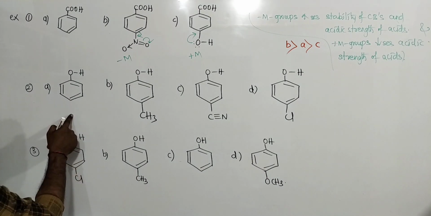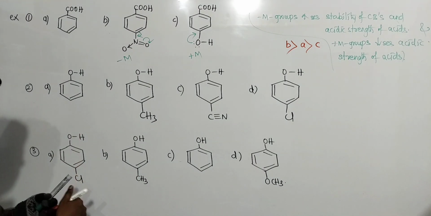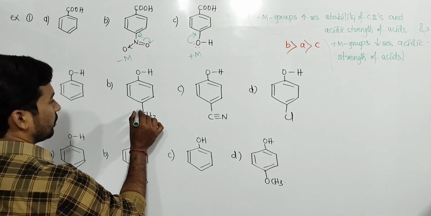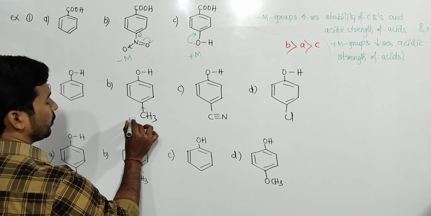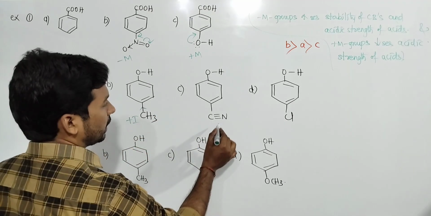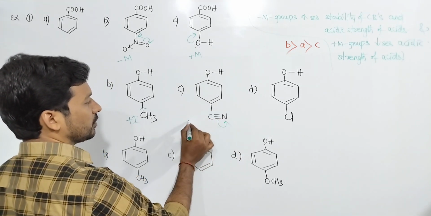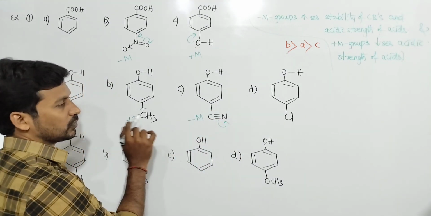Here no group, hydrogen neutral. Here methyl group, we know methyl group is what, which group? Methyl group is plus I group. Here cyano is multiple bond conjugative system. Conjugative system means minus M group, cyano group is minus M.